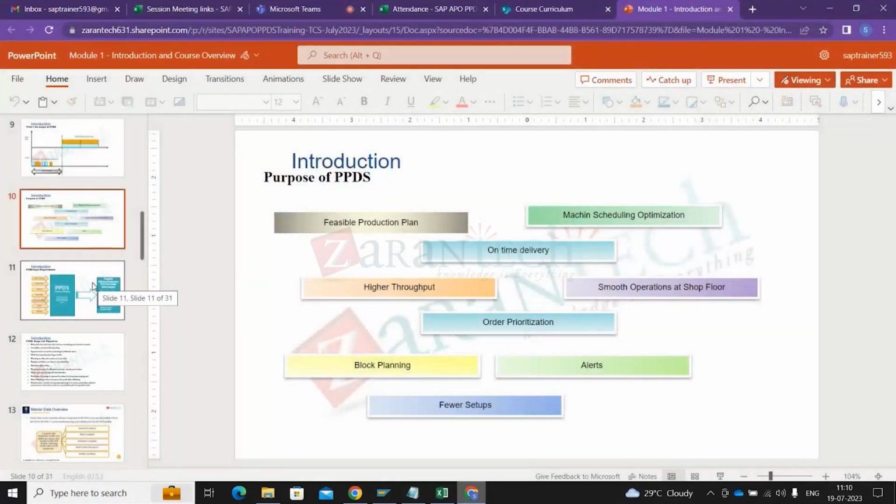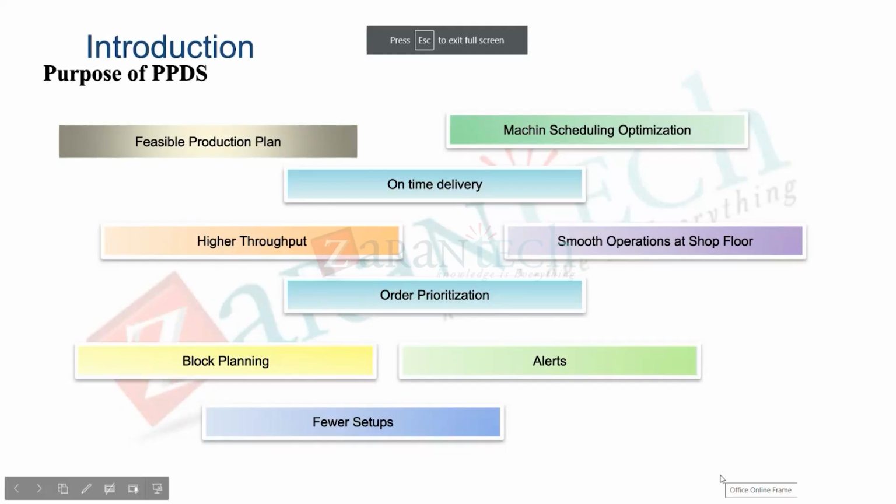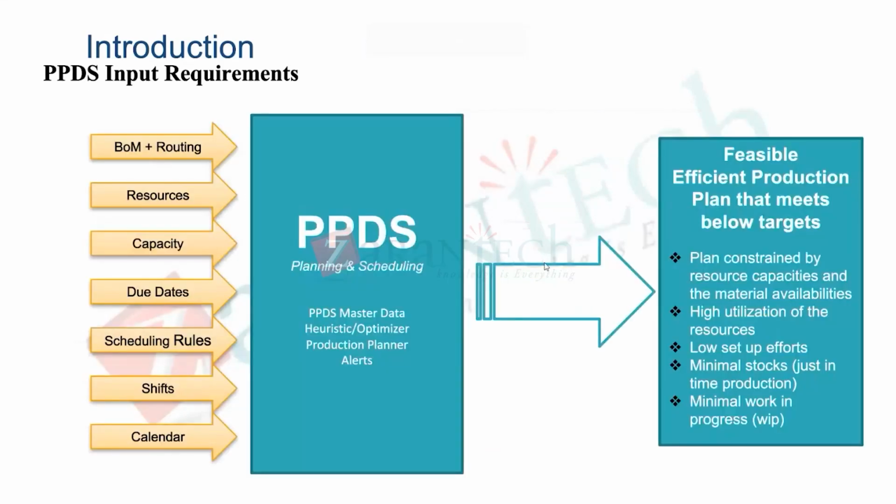Now let's move on to the next part of the training. We are actually slowly starting with the master data. So basically, what does PPDS do? It picks up all these sets of master data and pointers like dates and so on, and then converts them into a feasible, efficient production plan.